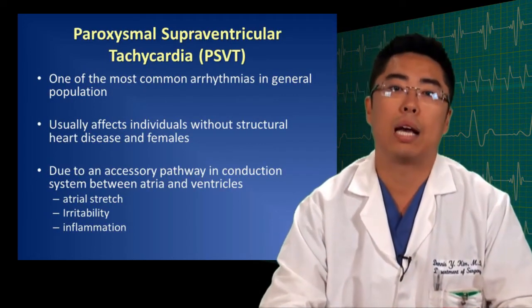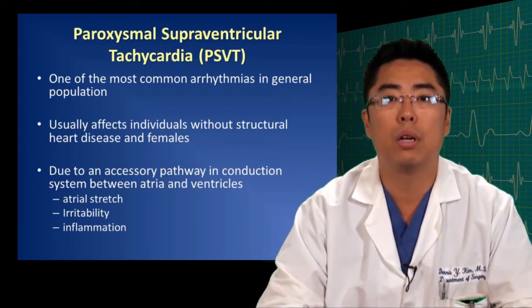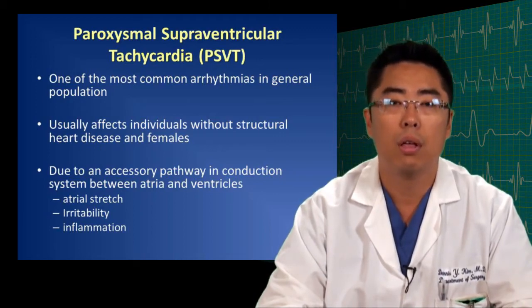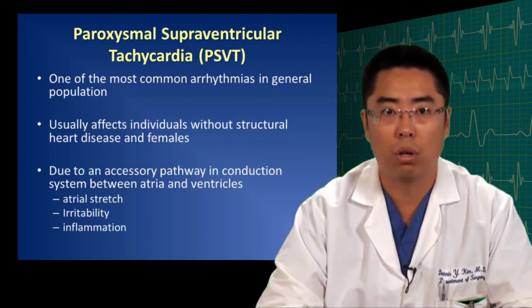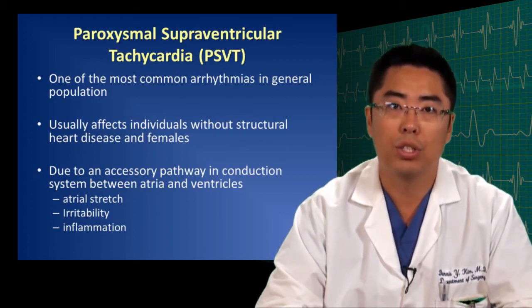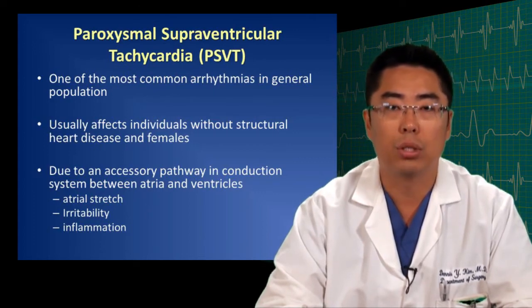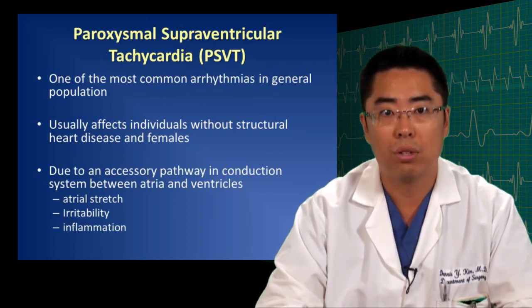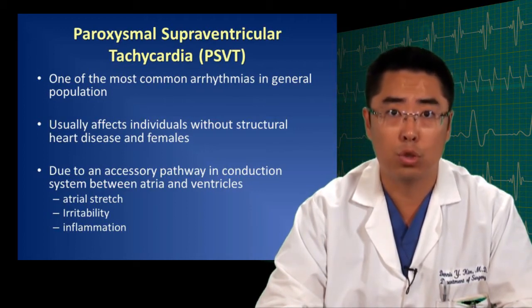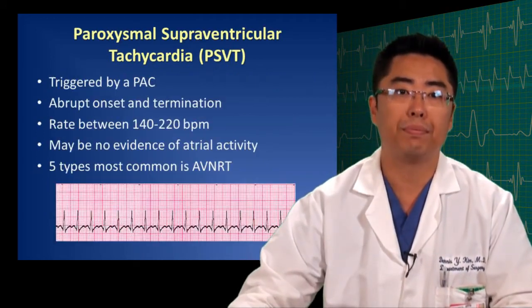Paroxysmal supraventricular tachycardia is one of the more commonly encountered arrhythmias in the general population. There are more than 5 types of PSVTs, and PSVTs usually affect patients without an underlying history of structural heart disease. These arrhythmias are due to an accessory pathway in the conduction system between the atria and ventricles and may be located within the actual conduction system or external to it. There are a number of different triggers that may result in PSVT, including atrial stretch, irritability, as well as inflammation.